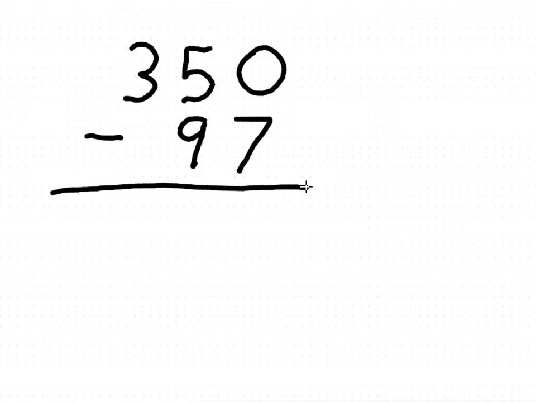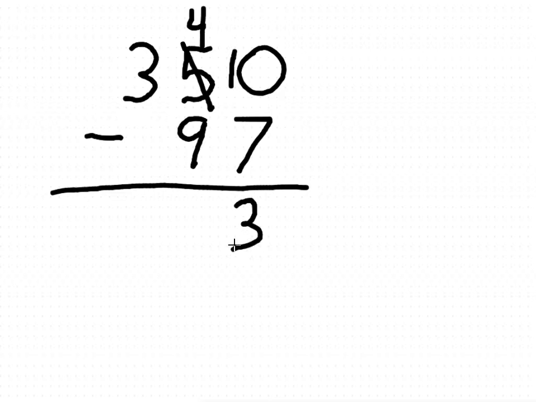What if we have a 0 at the end? Let's say I have 350 minus 97. This is pretty much the same as before. 0 minus 7, can't really do that because the 0 is smaller than the 7. So I'm going to cross out the 5, turn that into a 4, borrow the 1. So this becomes a 10. 10 minus 7 is, guess what, 3.